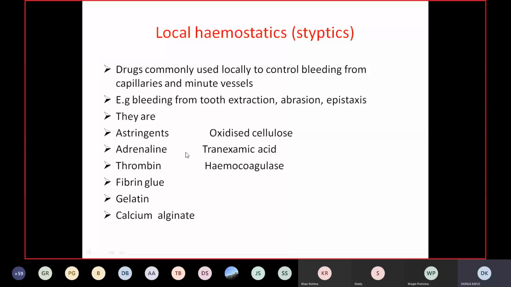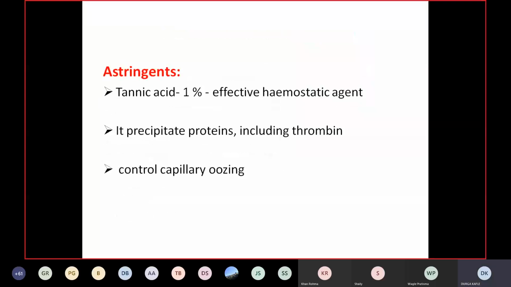We have different drugs like astringents, adrenaline, thrombin, fibrin glue, gelatin, calcium alginate, oxidized cellulose, tranexamic acid, and hemocoagulase. So these are the different local hemostatic agents that we can use at the site of bleeding, for small oozing or small capillary bleeding, wherever there is an accessible site. Let's discuss one by one in brief.